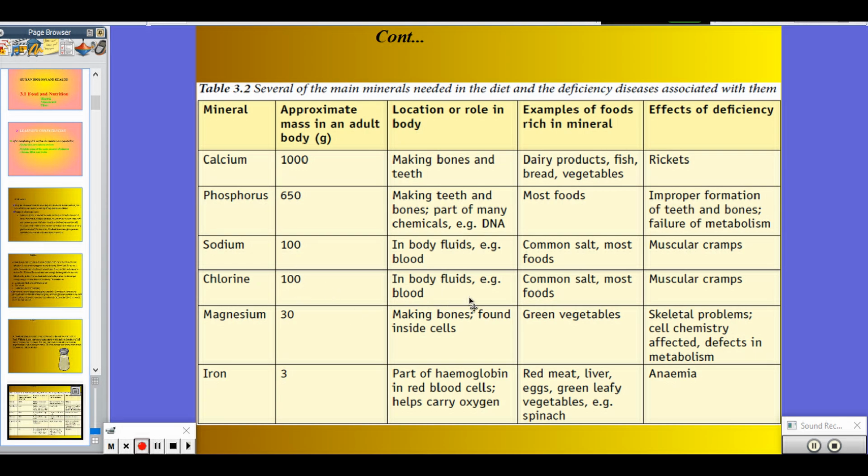In body fluids and blood, that is its location and role. Its source is common salt and most foods. The same is true as with sodium. Muscular cramps are the deficiency. And magnesium, for an adult body, is about 30 grams.